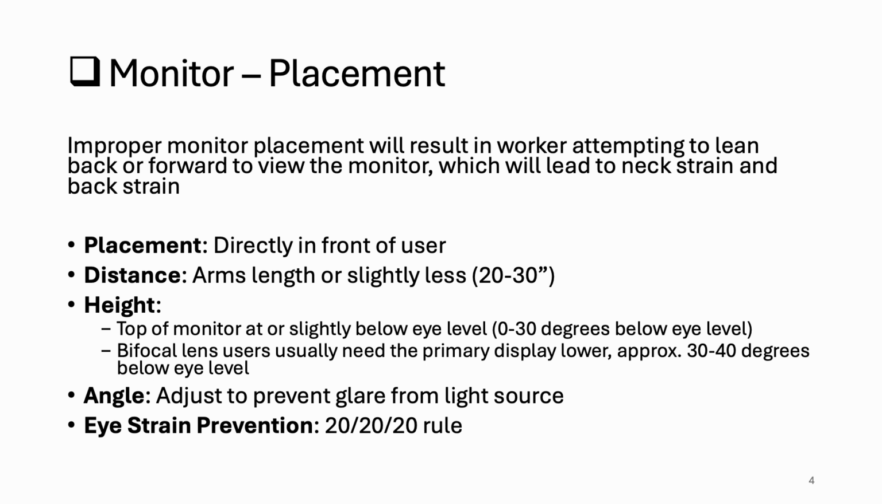An improper placement of the monitor will result in the computer user either attempting to lean back or forward to view the monitor, which may lead to neck and back strain. The monitor should be positioned directly in front of the user at a distance of an arm's length, with the top of the monitor either at or slightly below the eye level. The angle should also be adjusted to prevent glare from the light source.